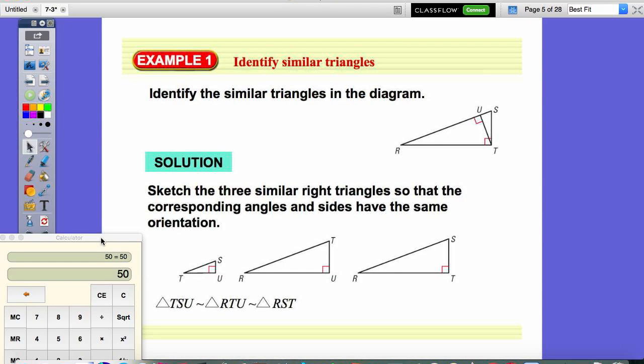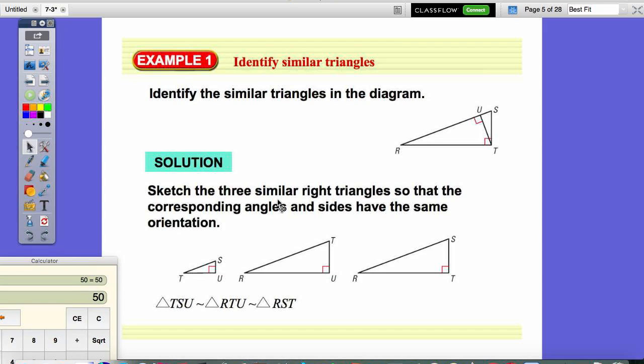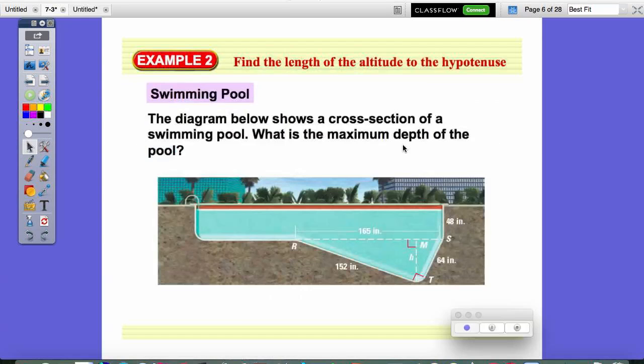So identify the similar triangles in the diagram. So basically they've gone through and they've done this activity of what we've just drawn. And they've taken each triangle. In this case, they put the longer leg on the bottom and the shorter leg to the right side of the triangle. We can use this concept of similar triangles to be able to solve problems.